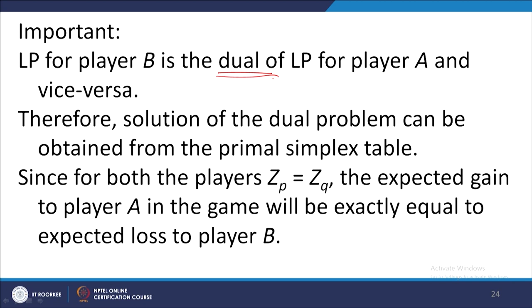Now, for both the players the objective function values, that is ZP and ZQ, are the same. Remember, the value of the game for the player A and the value of the game for the player B is always the same. The expected gain to player A in the game will be exactly equal to the expected loss to the player B. So, this is also a very important consequence, that is the value of the game for both the players will be the same.